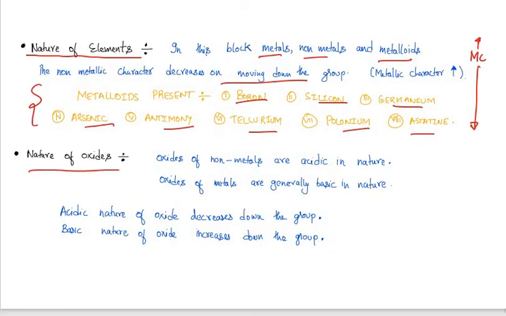Now coming to the nature of oxide, as we all know, the oxides of non-metals are acidic in nature, and the oxides of metals are generally basic in nature, as we studied in class 10 in the chapter metal and non-metal. As the non-metallic character decreases down the group, the acidic nature of the oxide decreases down the group, and the basic nature of the oxide increases down the group, as the metallic character increases.